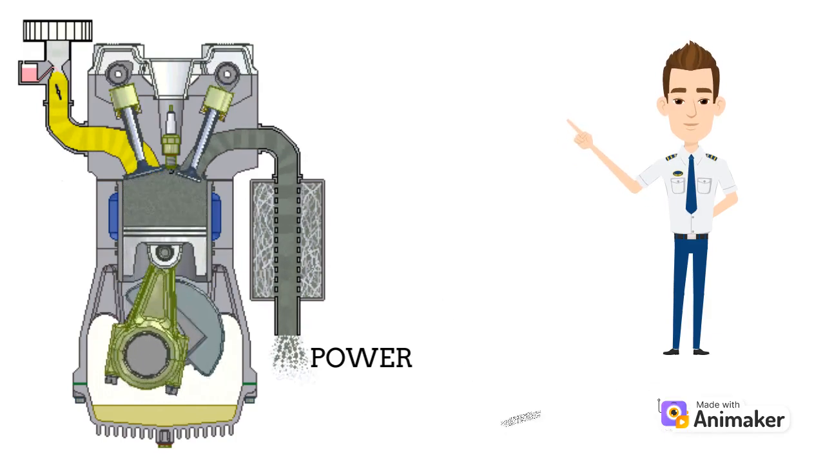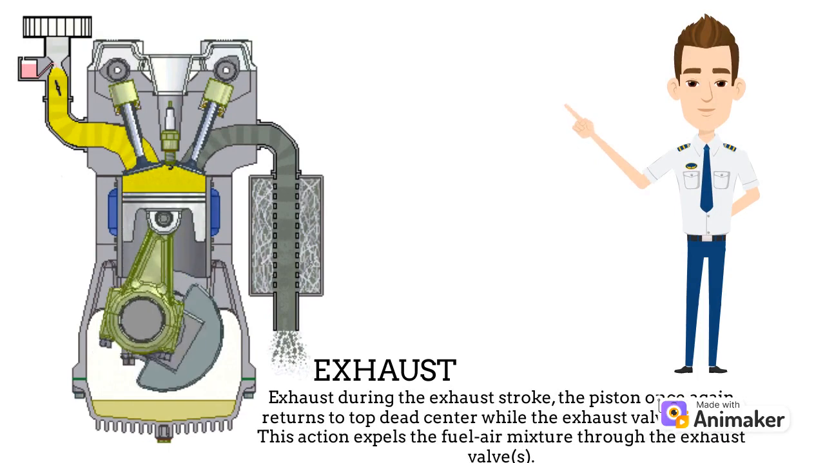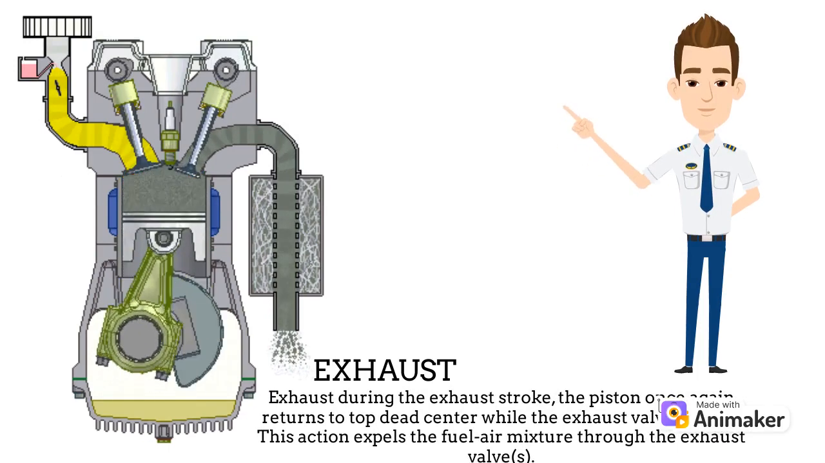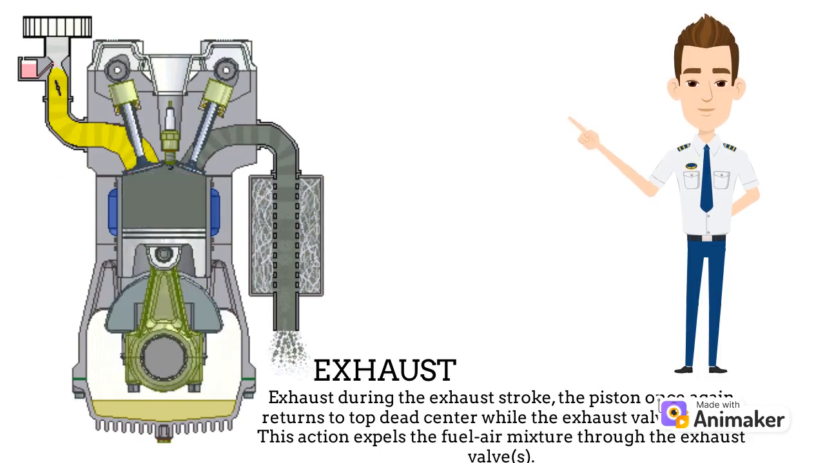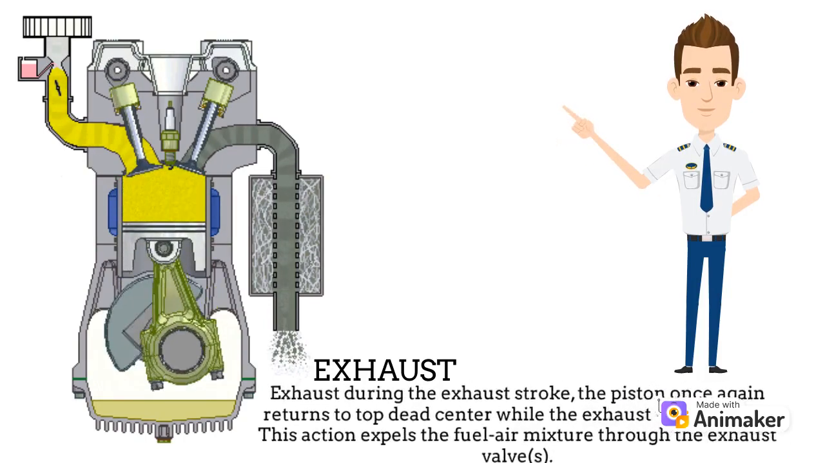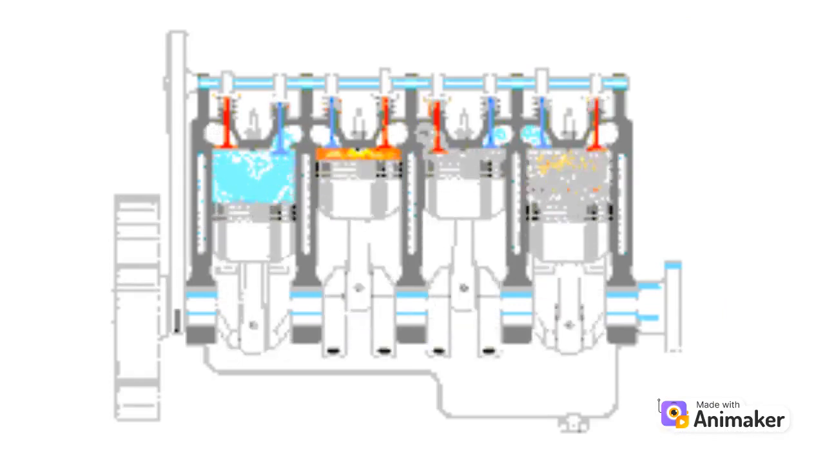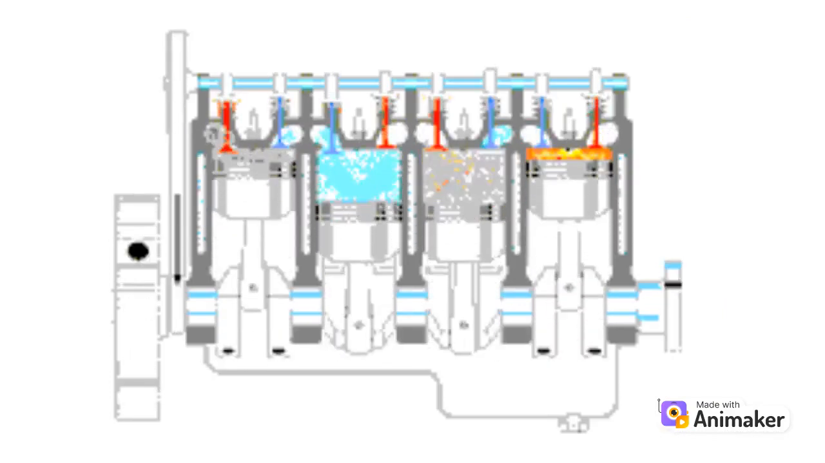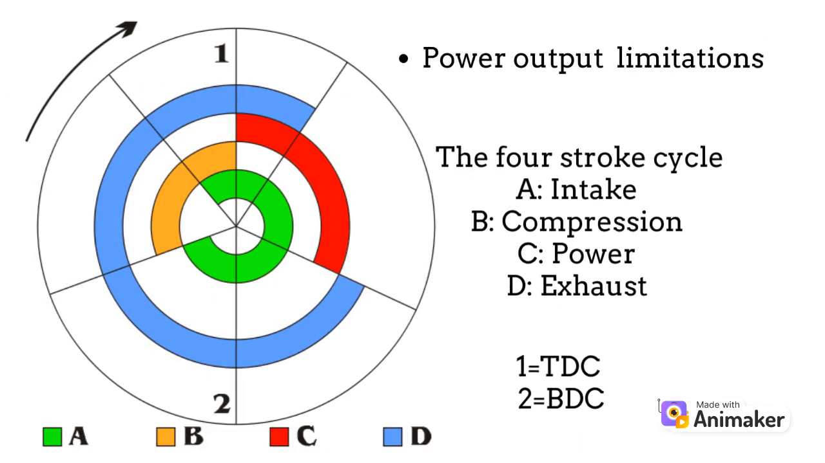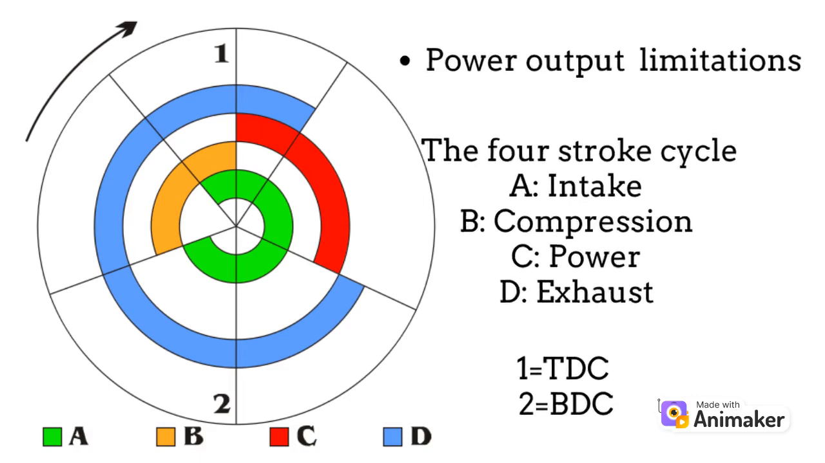center, BDC. Exhaust. During the exhaust stroke, the piston once again returns to top dead center while the exhaust valve is open. This action exports the spent fuel-air mixture through the exhaust valves. Power output limitations. The four-stroke cycle: A, intake; B, compression; C, power; D, exhaust.